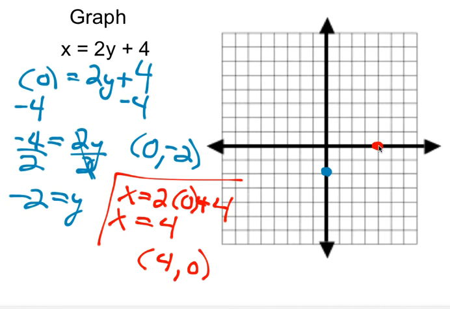And all I would need to do would be to connect those two dots, and then I would have my answer for my graph. And that would be graphing a line that's in no form whatsoever.